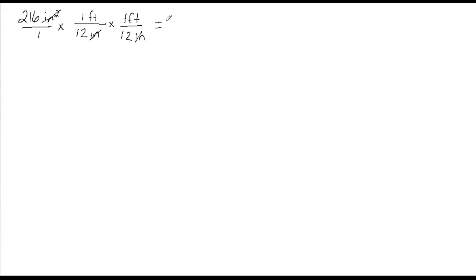So hopefully when we do that, 216 divided by 12 once is 18, and then, I guess I should put it up here, 18 divided by 12 will be 1.5. So 1.5, and then my units are feet squared because I have 2 of them. So make sure you write this out. Make sure your answer looks like this with your units in it correctly.